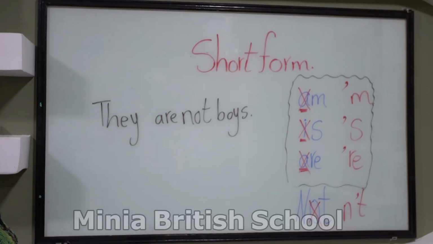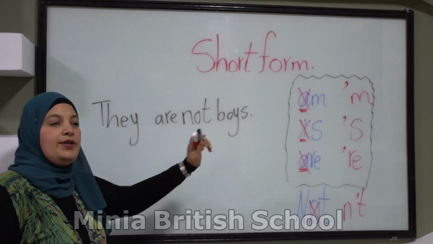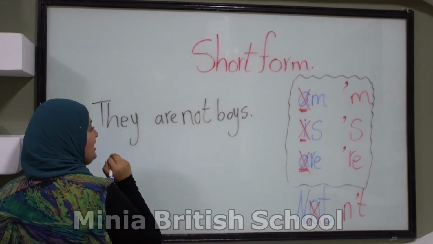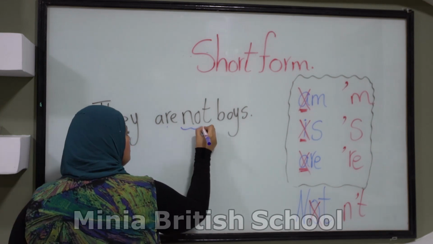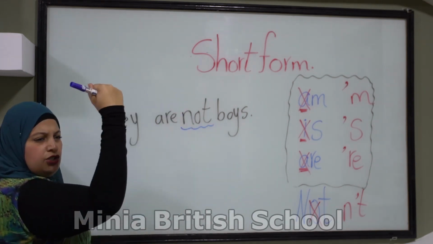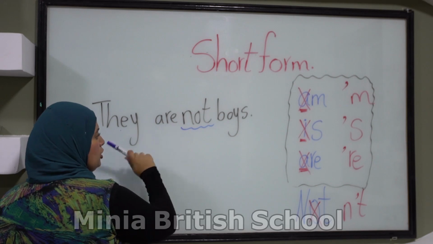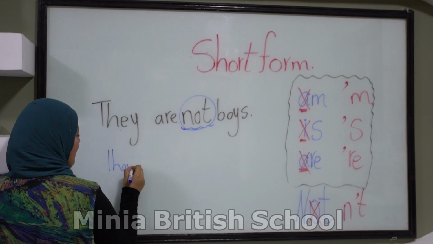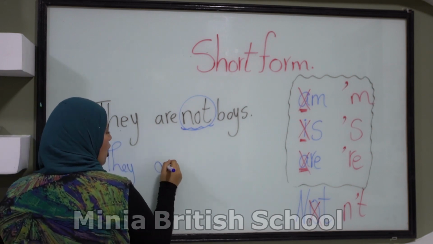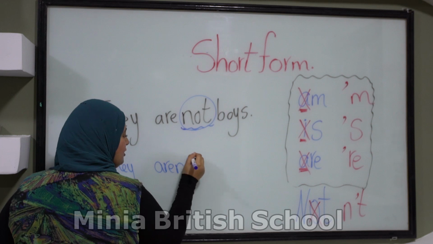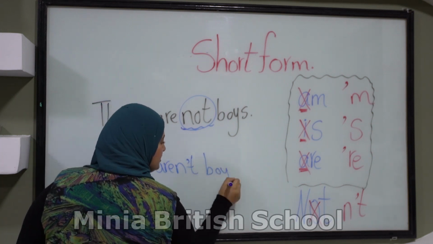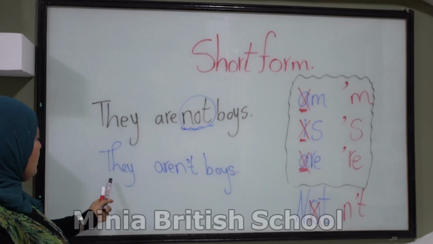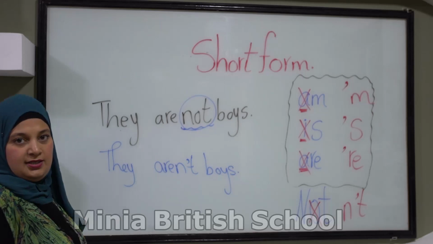I have this one: they are not boys. I need to make the short form. Do I make the short form for they? No. For are? Yes. Wait, I have here what? Not. And not is what? Strong. So I'll make the short form for are? No. I will make it for not. So I will write they aren't boys. Can you see? They are not boys. This one, they aren't boys.